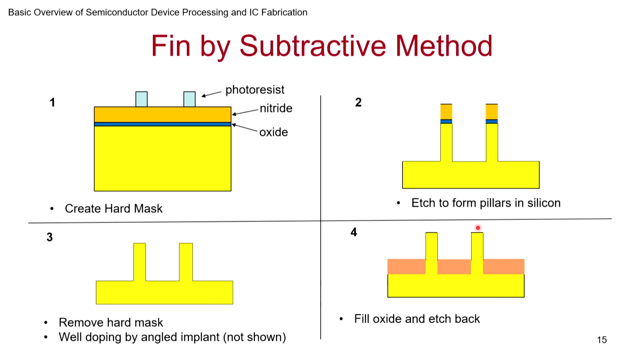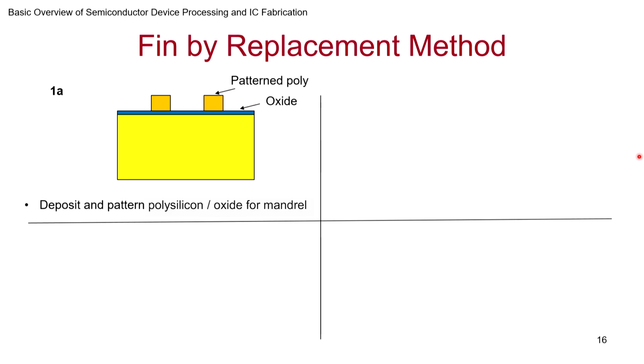But what did we see here? There were limits on the size of lithography and how close we could bring it. So then the people, creativity, there is no limit. So they started doing something else. They went by the replacement method. Here what you do is, you again do some patterned poly. This is very similar to the gate structure that we did in our planar structure. So you have a thin oxide deposited, then you deposit polysilicon and pattern it.